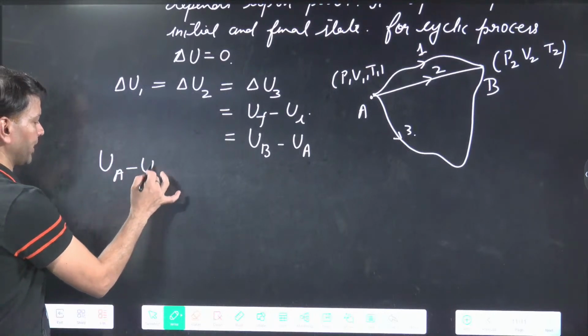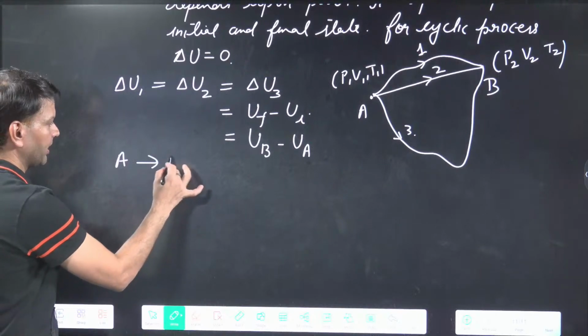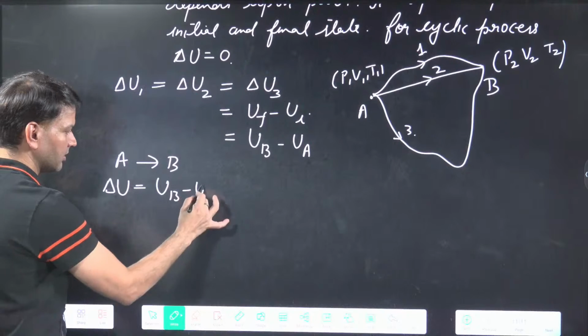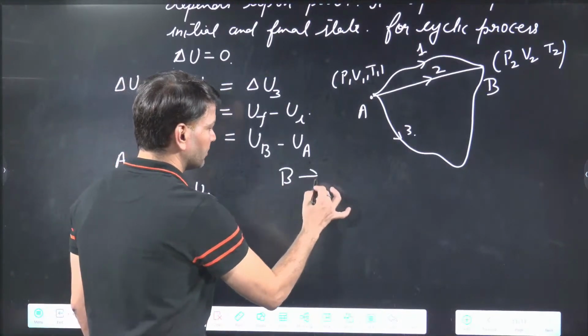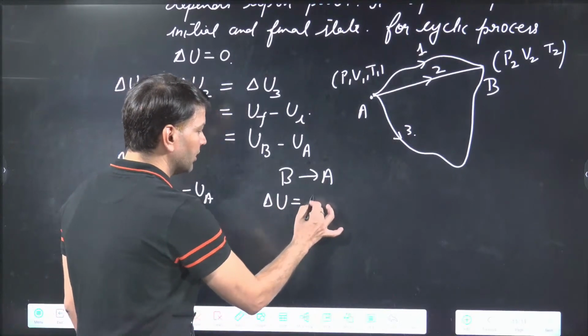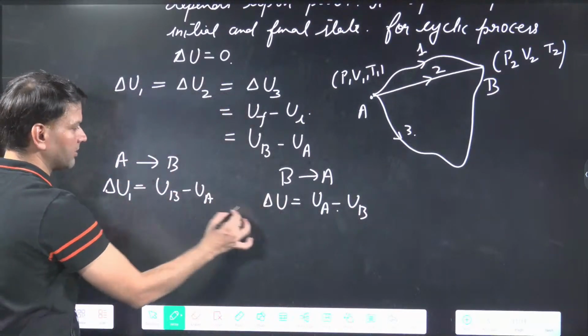If the path is A to B, delta U is equal to what will you write? UB minus UA. Then if you are going from B to A, final is A and initial is B. So delta U, what will you write? UA minus UB.